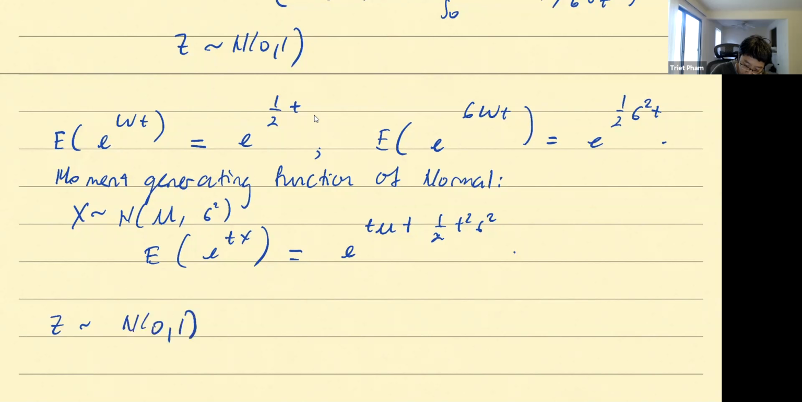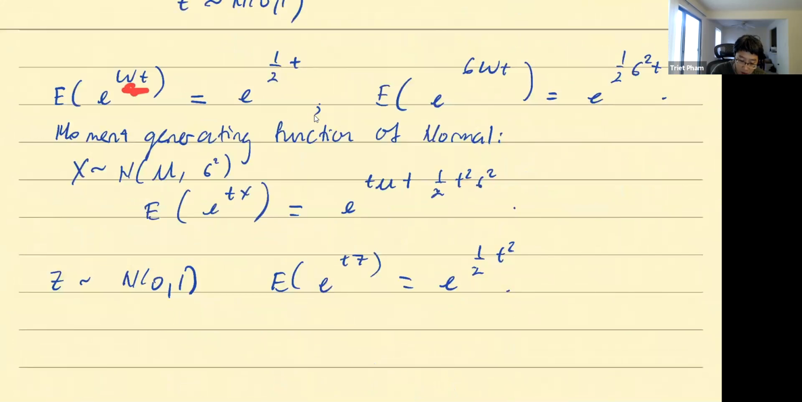It's not the same. The reason is W_t is a normal with mean 0 and variance t. That's why it's 1/2 t. Z is, and there's a t in front here. There's nothing in front of the W. Okay. So anyway, how would you go about showing something like this?